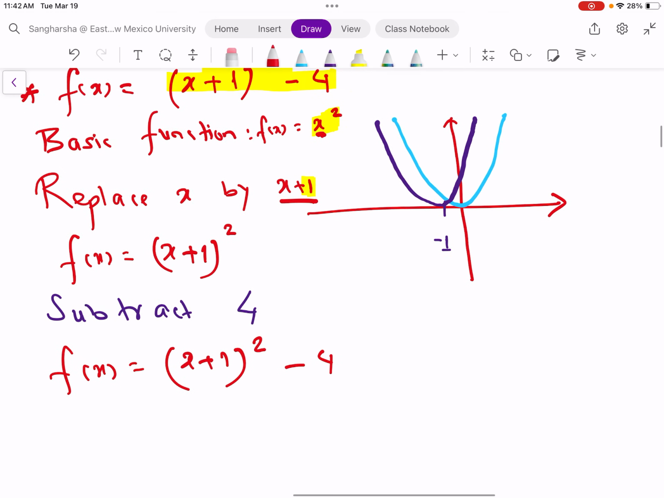Now what happens to the graph? When we subtract a number from a function, what happens to the graph? It is shifted vertically down by how many units? 4 units, okay? So this is -1, -2, -3, -4. Now which graph do we shift? The first one or the second one? Second one, right? We are at the second. So we shift our second graph vertically down by 4 units.